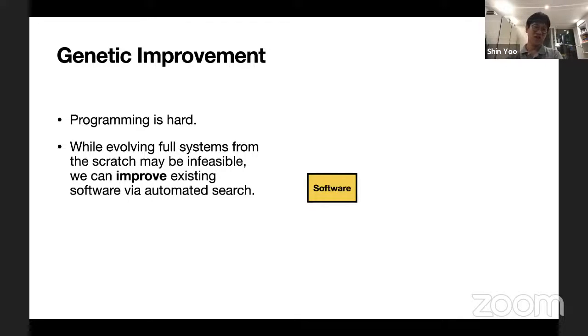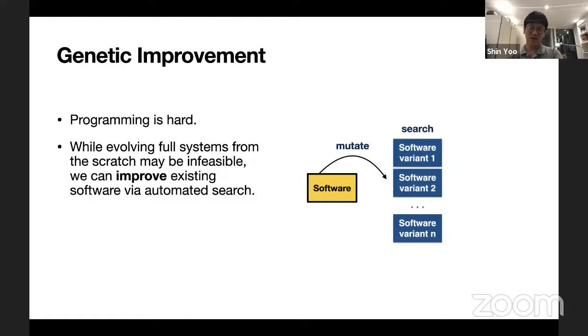So GI is essentially improving existing software by automated search. We start with the software, and then we do the usual genetic search trick. We mutate the program in various ways, and that creates a diverse pool of candidate programs. And then out of those, we choose an improved version. This trial and error based on meta-heuristic search is the backbone of the GI movement, shall we say.